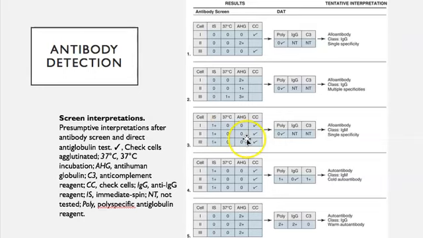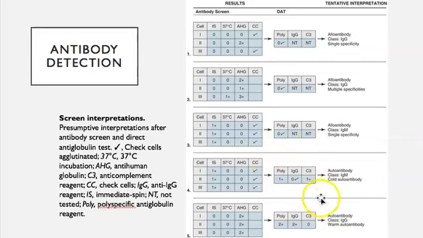Okay. In this next one, again, we've got reactivity in all three cells at initial spin, nothing in 37, nothing in AHG. So we add our check cells, we get the reactions that we're looking for. So all of that's good. But the difference between example 3 and example 4 is in the DAT. Our polyspecific is positive. So in this case, we do have to continue on and carry out our monospecific testing for IgG and complement. The IgG tube is negative, C3 is positive.